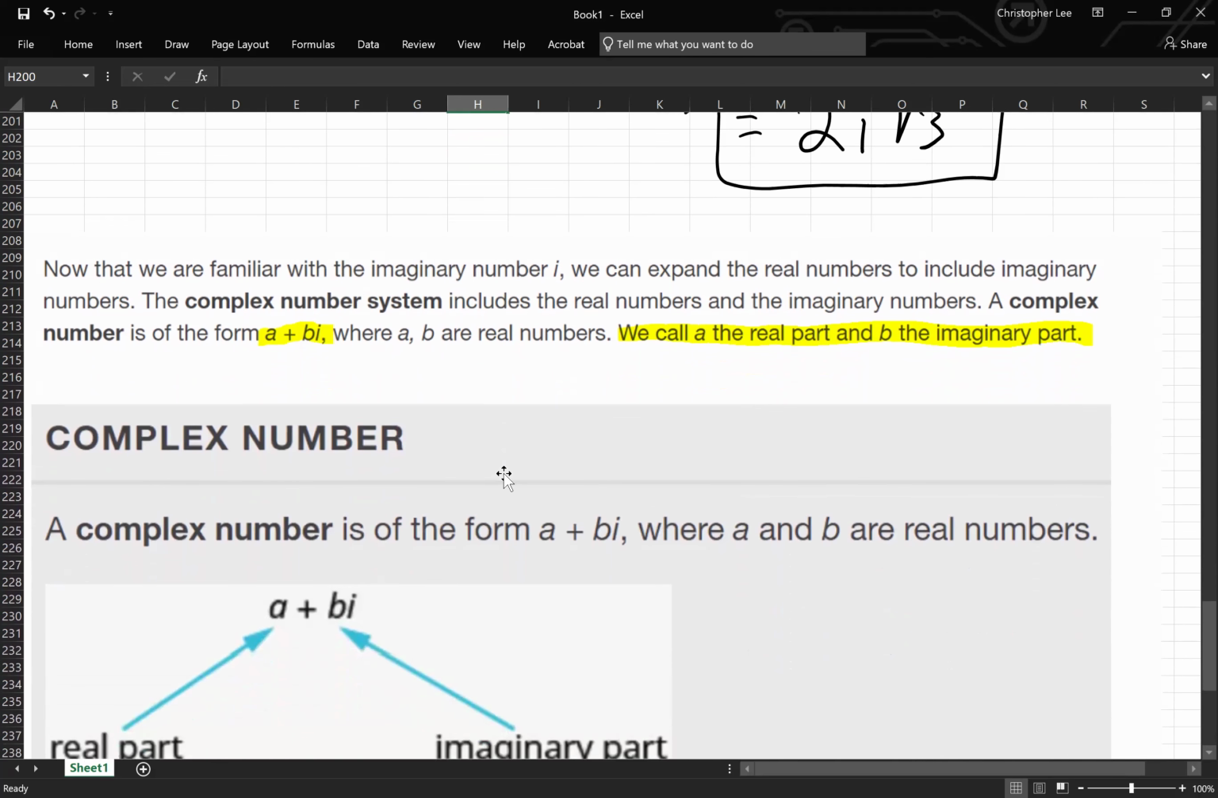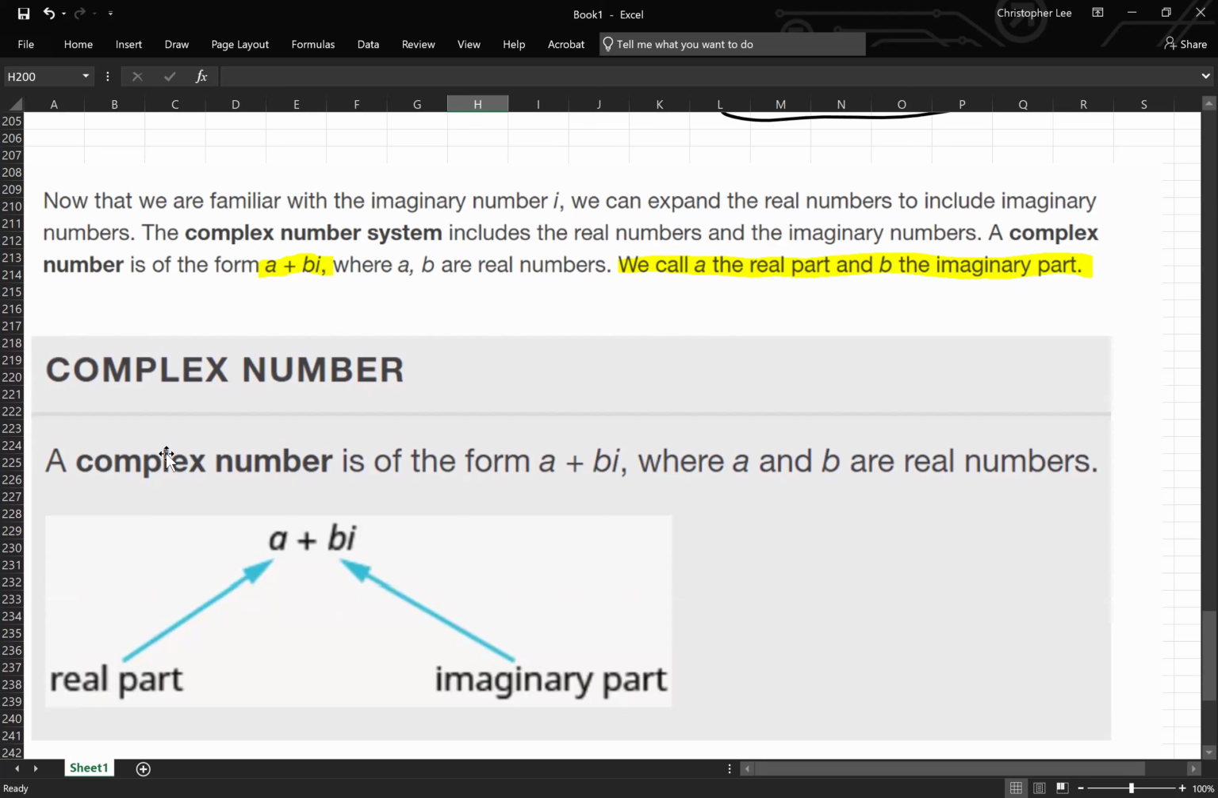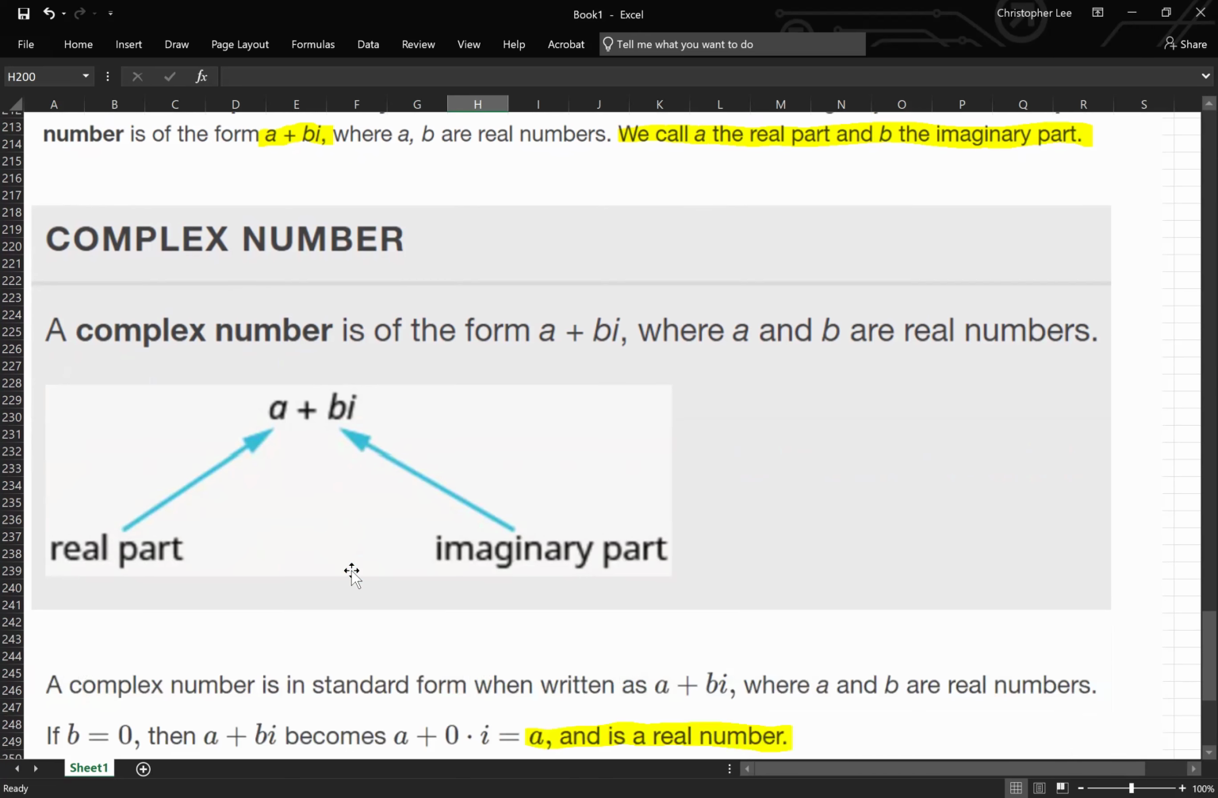Let's recap real quick. So we have a complex number. A complex number is of the form a plus bi, where a and b are real numbers. The real part is just the a. The imaginary part is the bi part. Okay.